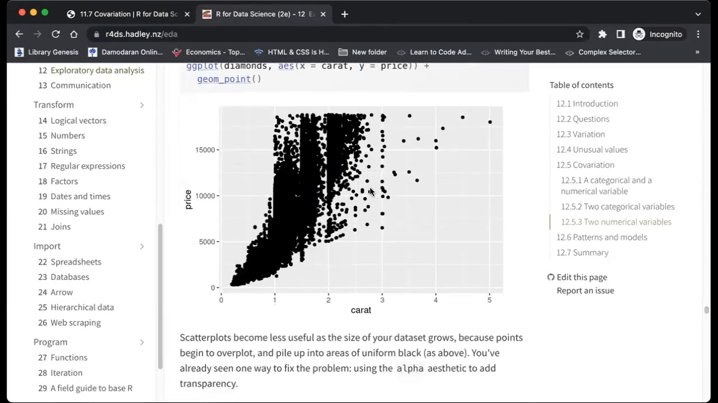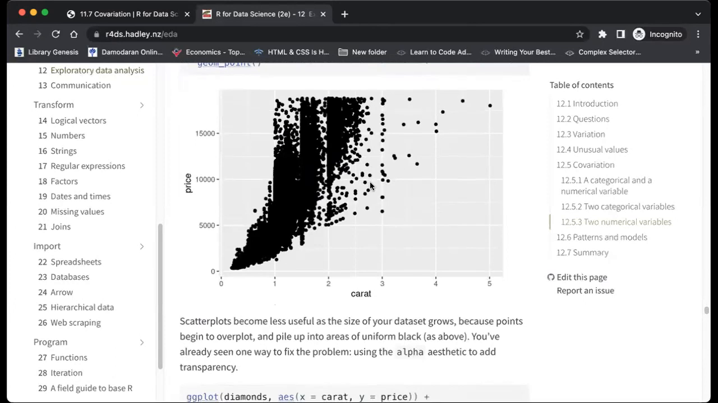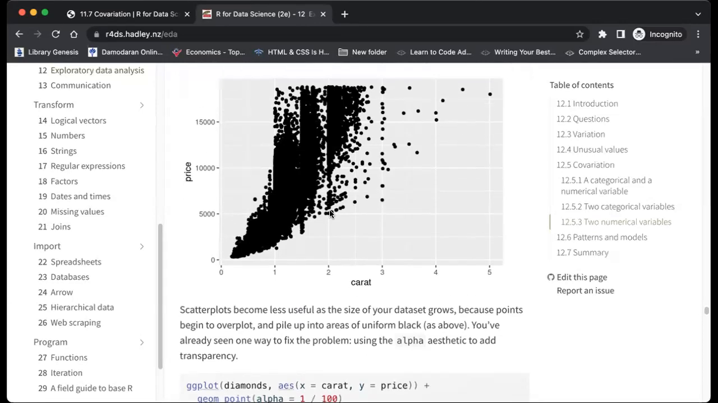But I think it's arguing that as the data gets bigger, the scatter plot might also not be very helpful. It gets crowded very easily. It's going to be so crowded that it will not give you much information.